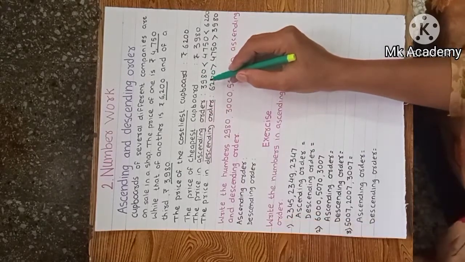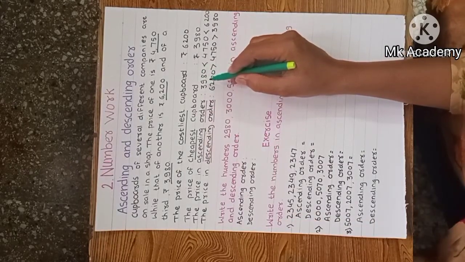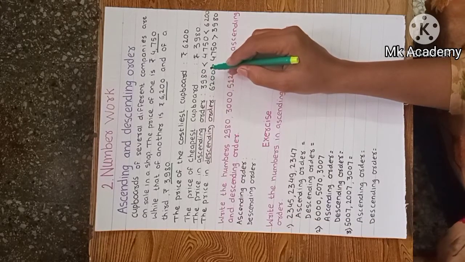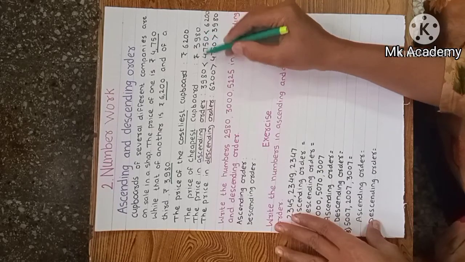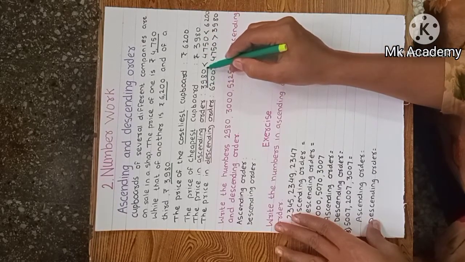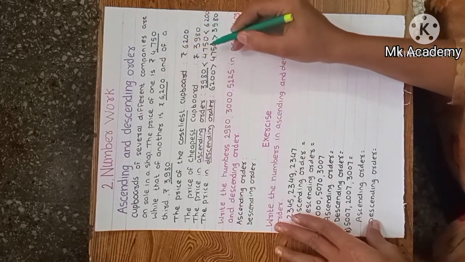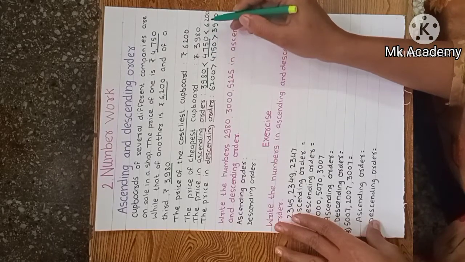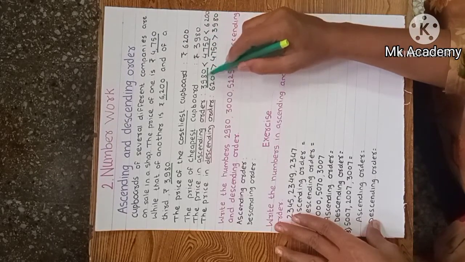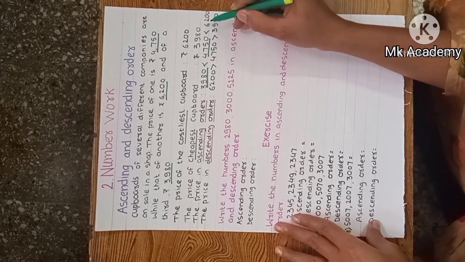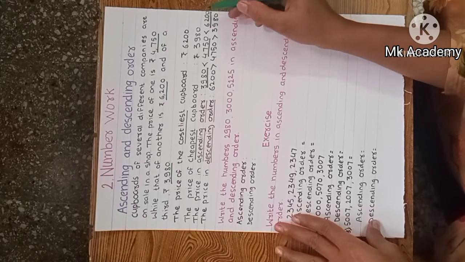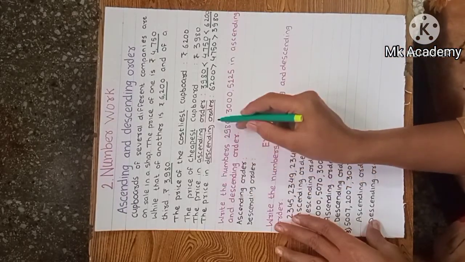Now in ascending order we have to write down first the cheapest or smallest price of cupboard. The cheapest cupboard is 3,980. We write it down first. Then 4,750. Then smallest to biggest, or cheapest to costliest. Costliest is 6,200. Now the price in descending order.